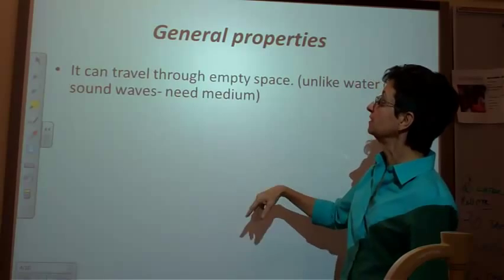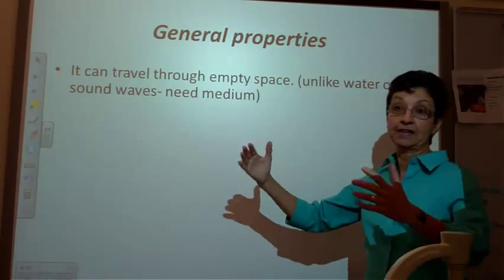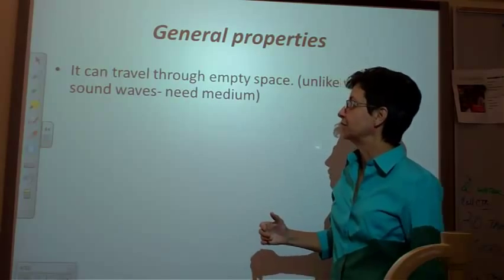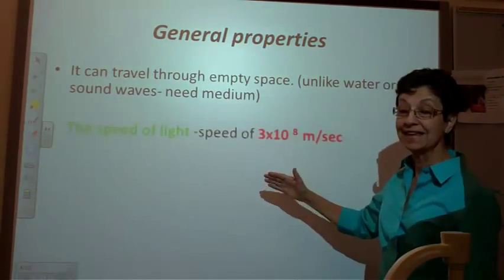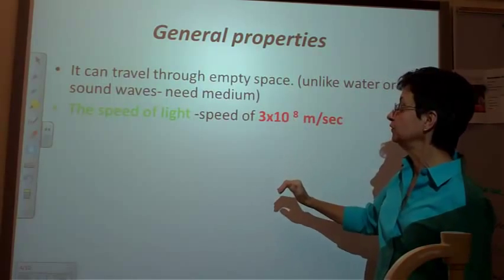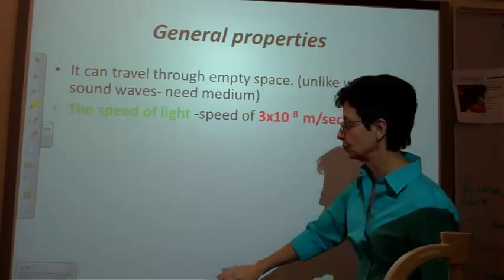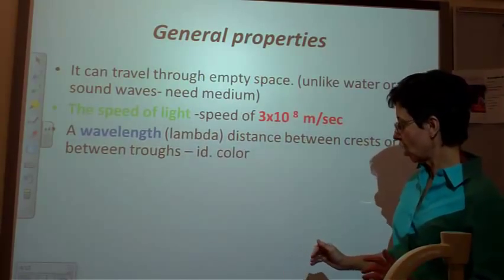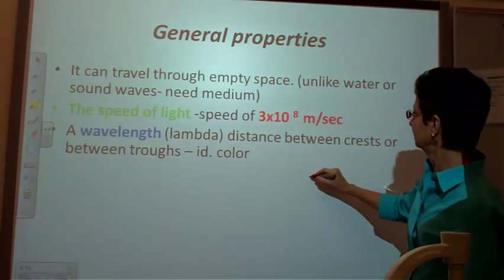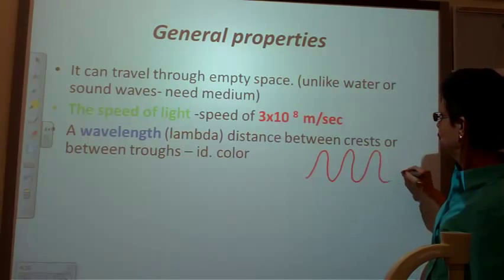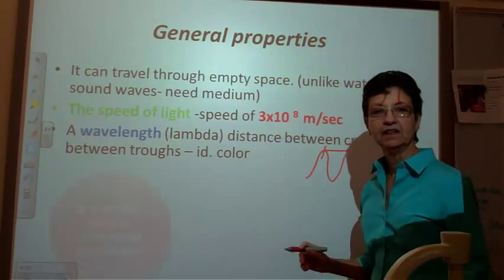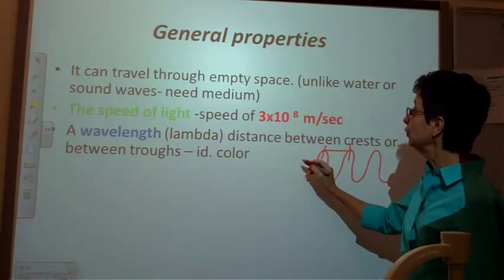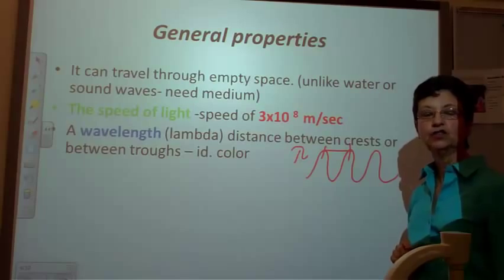Here are some of the general properties of light. And in fact, when I say light, I'm talking about all forms of electromagnetic radiations because they all behave in the same manner. So they can travel through empty space. They all travel at the same speed, the speed of light, 3 times 10 to the 8 meters per second. In addition, they have wavelengths. A wavelength is the distance between two crests. You have probably seen this in your science classes before, and we use the lambda symbol like that to represent the wavelength.